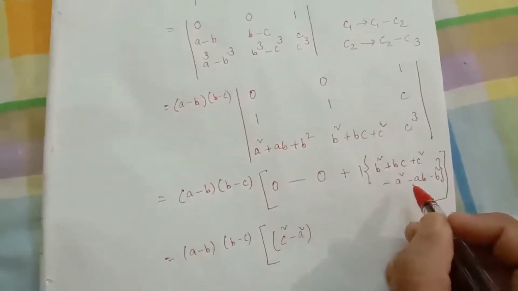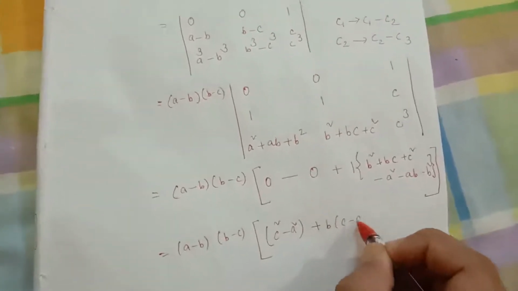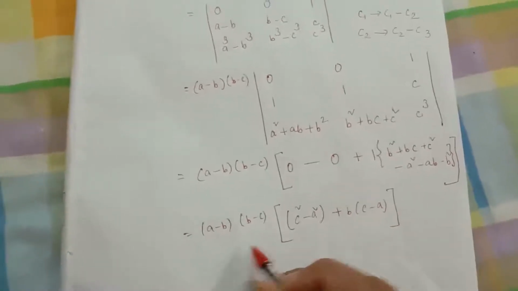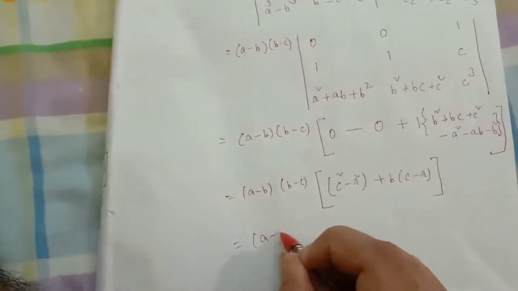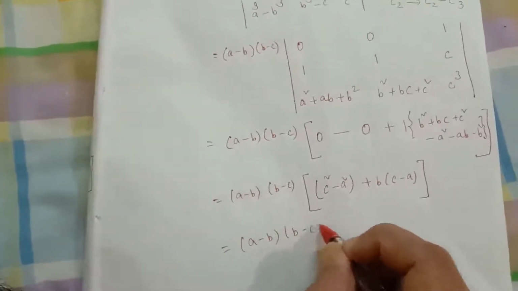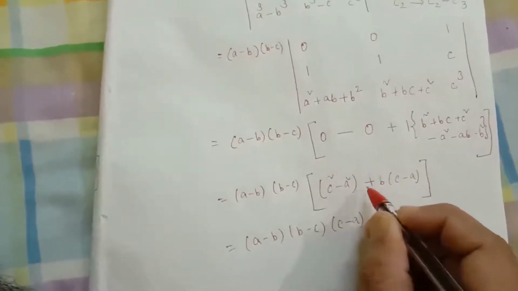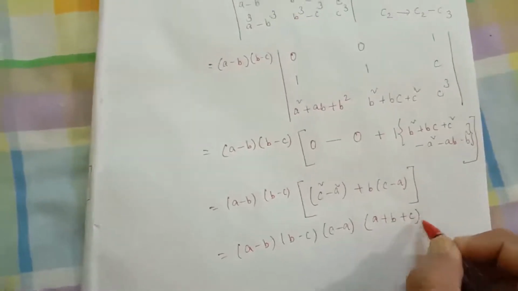And from these two, if we take B common, we will get B into C minus A. From these two, we can take C minus A common, and we will be left with C plus A plus B, that is A plus B plus C. So ultimately it will be A minus B, B minus C. Take C minus A common, this will become C plus A plus B. C plus A plus B is A plus B plus C. So this is the right hand side. It's a simple but important question.